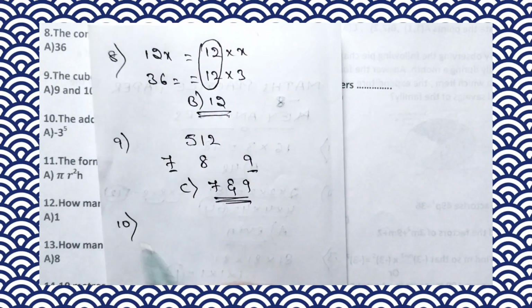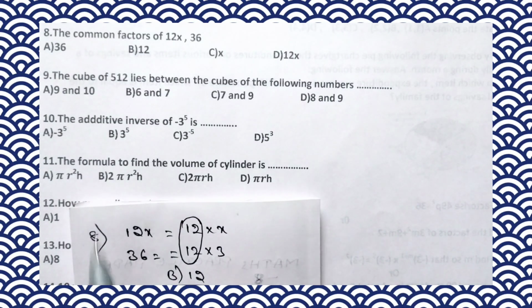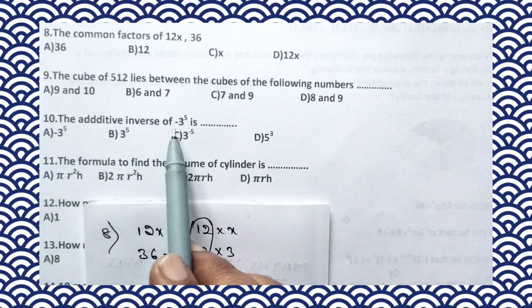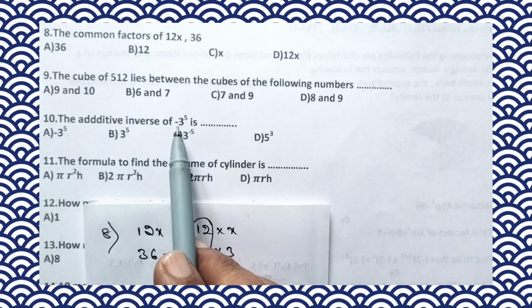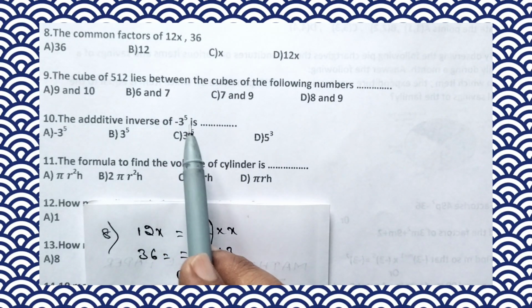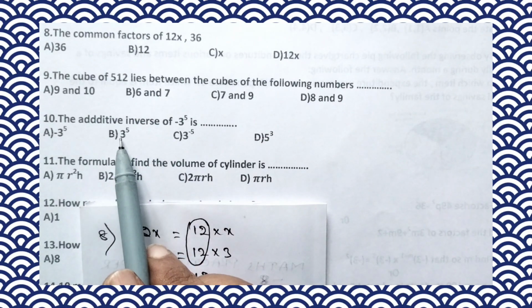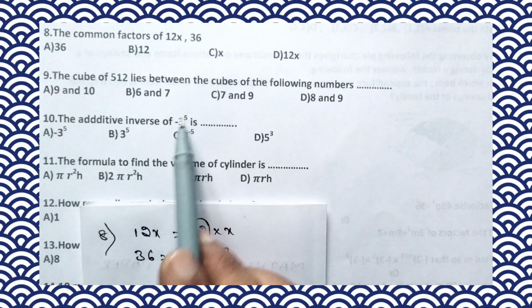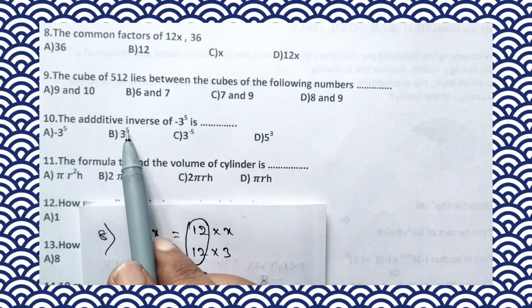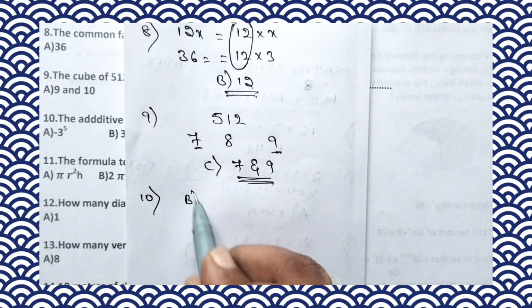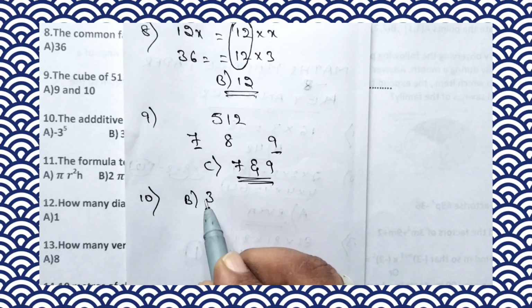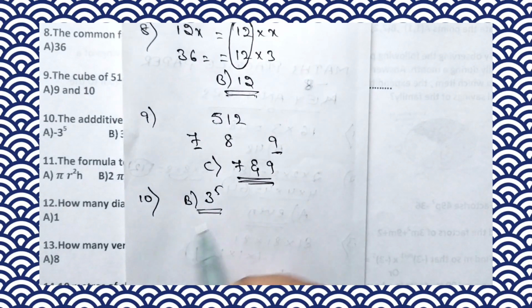Now let us move to the 10th question. The additive inverse of minus 3 to the power of 5. Here there is a minus, so the additive inverse must be plus. So among these four, see option B. Here it is minus 3 to the power of 5, and there it is plus 3 to the power of 5. So for the 10th question, option B, the additive inverse of minus 3 to the power of 5 is plus 3 to the power of 5.